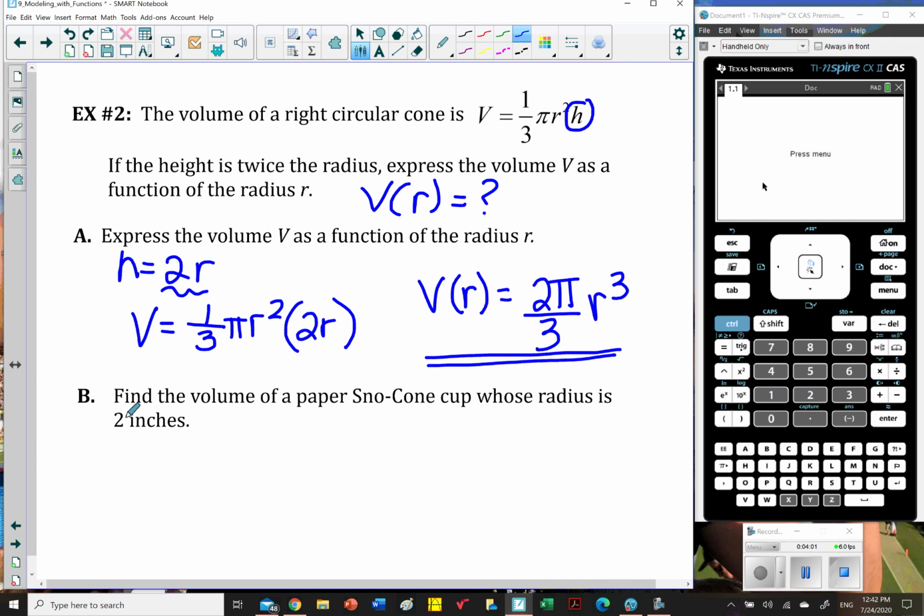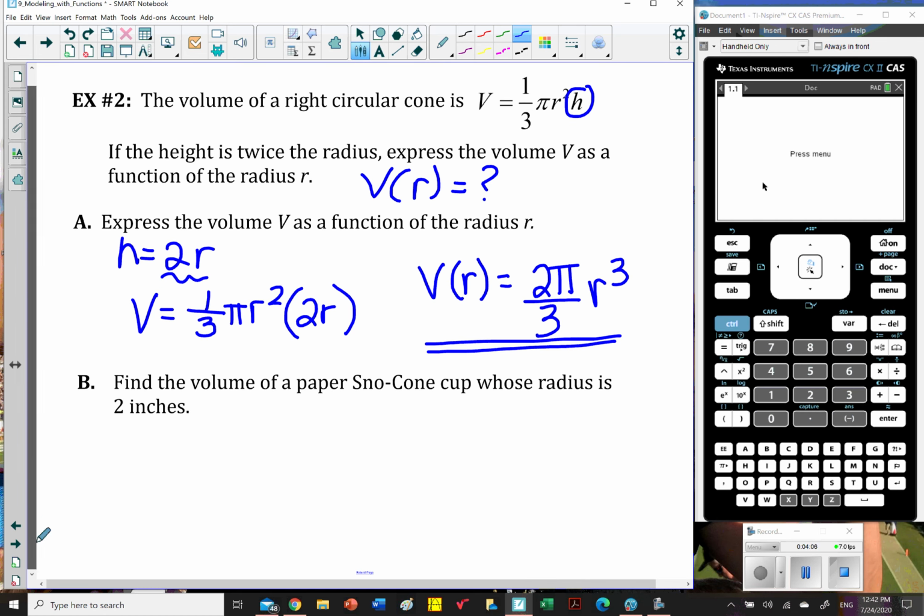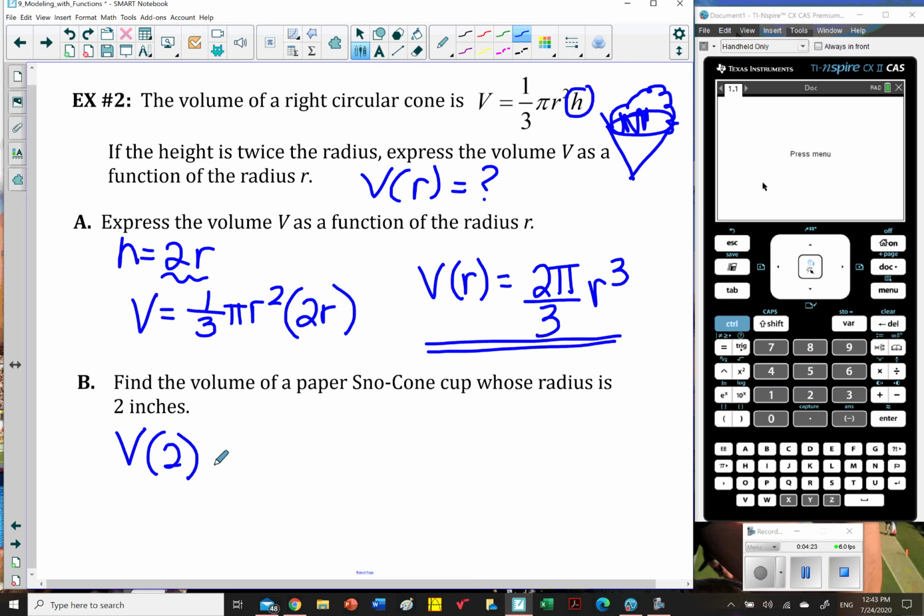Then here we can either use our calculator or just simplify and give an exact answer. So find the volume of a paper snow cone cup whose radius is 2 inches, because our snow cone cup would be a right circular cone. You know what snow cone is? Frozen ice, yummy. It's summer. I'd love some. The volume, when the radius is 2, is 2 pi over 3 times 2 cubed. So that volume would be 16 pi over 3 cubic inches.